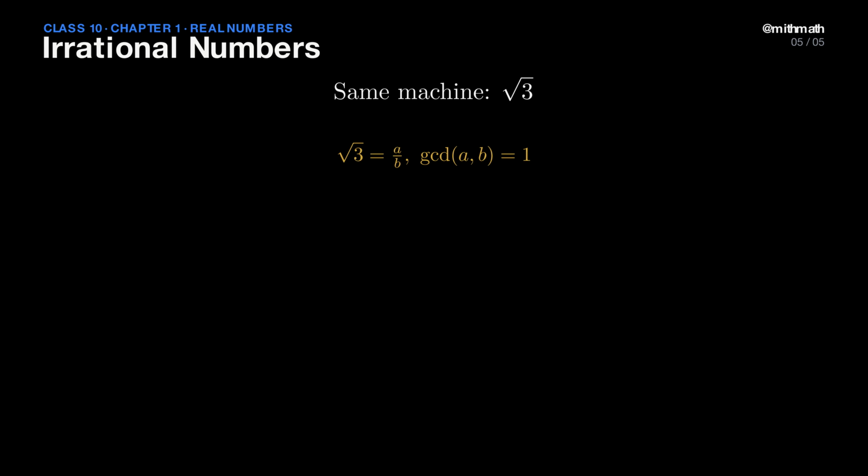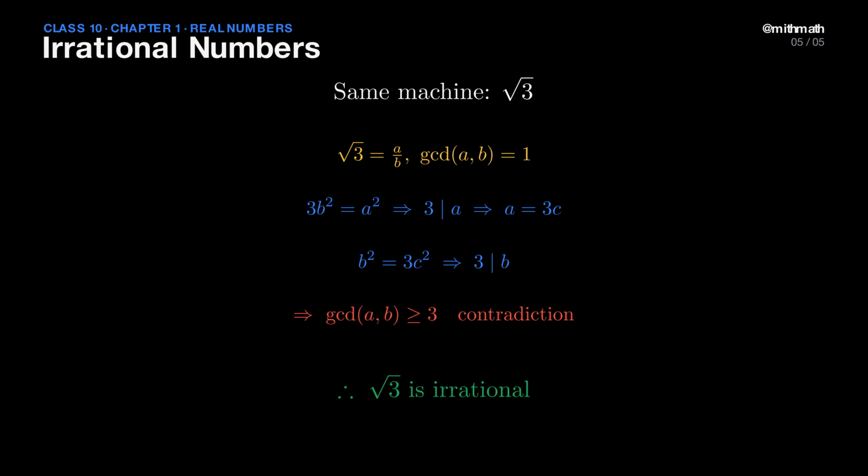The same machine proves root 3 is irrational. Assume root 3 equals a over b in lowest terms. Then 3b squared equals a squared, so 3 divides a. Write a as 3c, and it follows that 3 divides b too. Again, a and b share a factor. Contradiction. So root 3 is irrational as well.